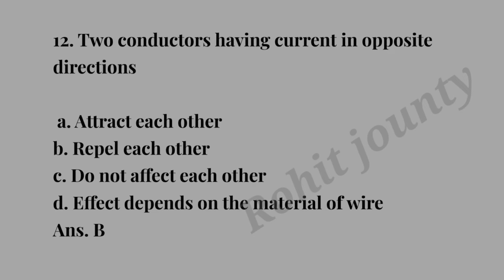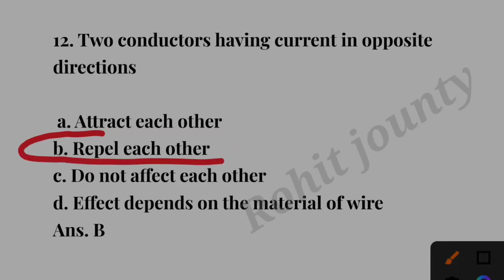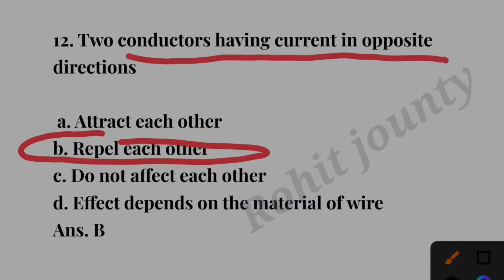Question number 12. Two conductors having current in opposite direction, option A, attract each other, option B, repel each other, option C, do not affect each other, option D, effect depends on material of wire. The correct answer is option B, repel each other. Two conductors having current in opposite direction repel each other.